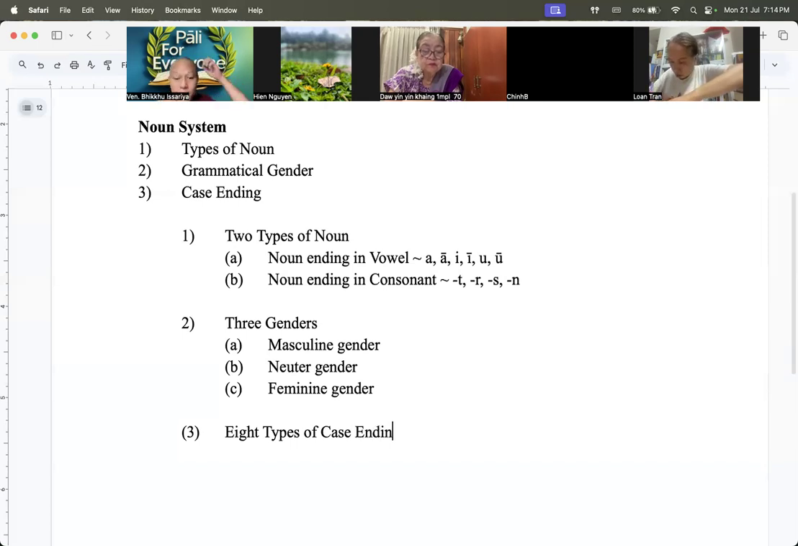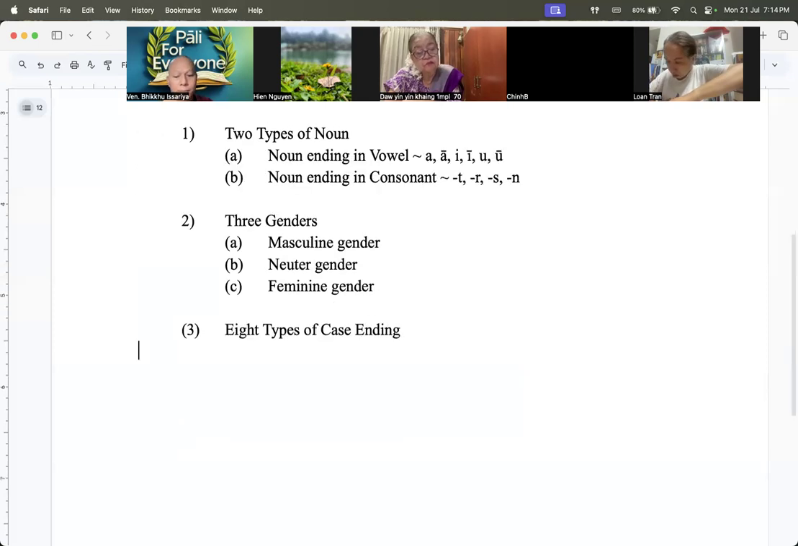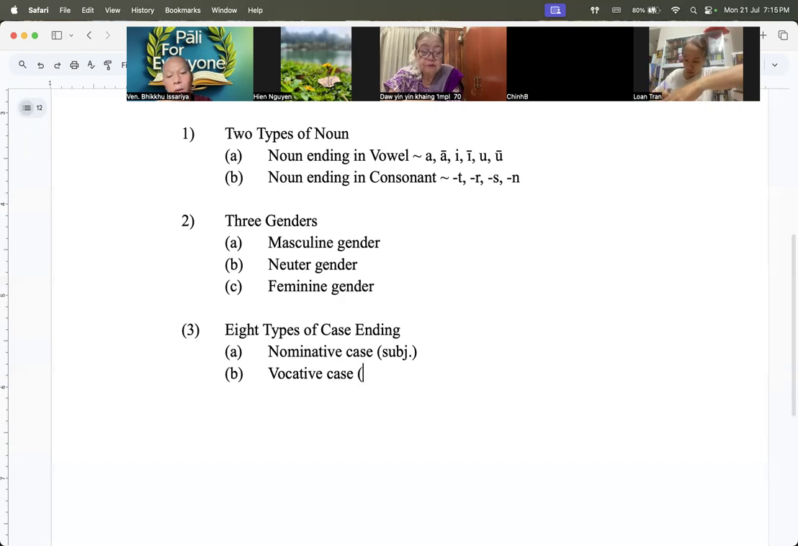Three types of case, and then they are: the first one is the nominative. So nominative case commonly we use for the subject case also. And then the second one is vocative case. So that one is commonly used for the calling or addressing.